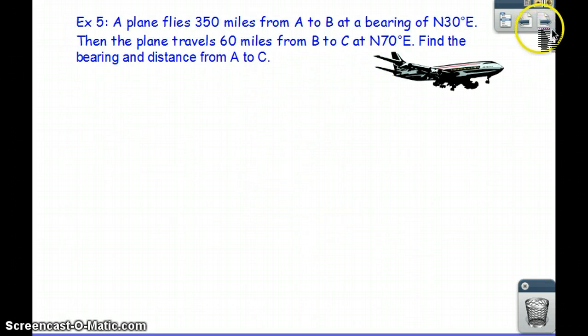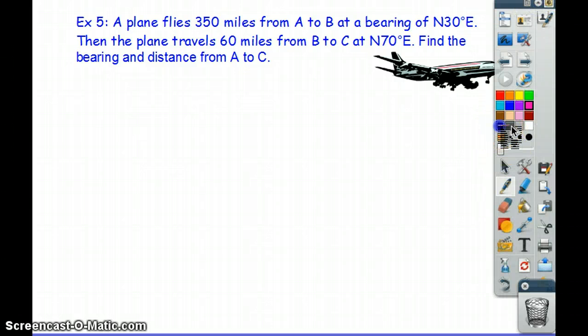And our next thing we need to do is tackle some word problems. So let's give this a try. We've got a plane flying 350 miles from A to B at a bearing of 30 degrees east of north. And then the plane changes directions. It's now traveling 70 degrees east of north for 60 miles.